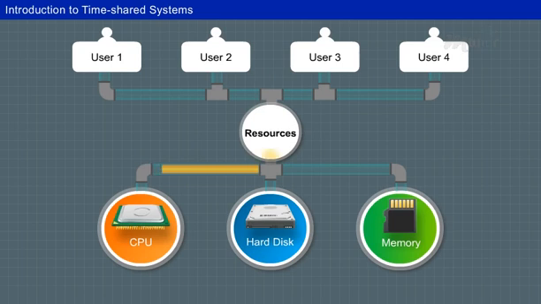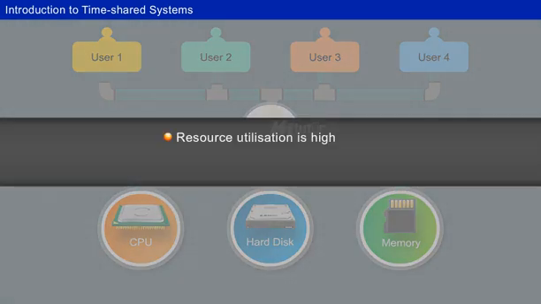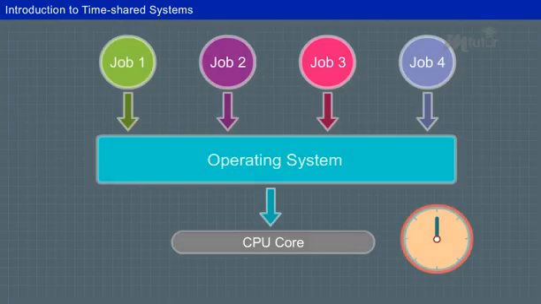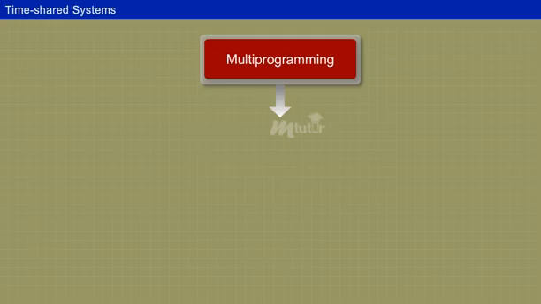That too, when multiple users access the resources simultaneously, they have to be managed efficiently, so that the utilization of resources is high and also the user's waiting time for the resources is less. This can be achieved with the use of time-shared systems. Let us learn how time-shared systems participate in reducing the response time.